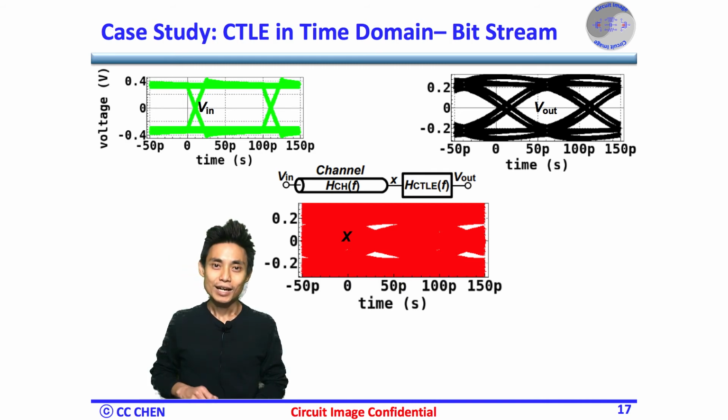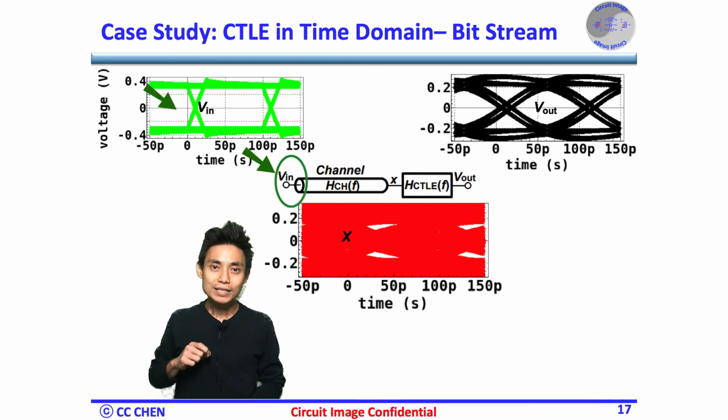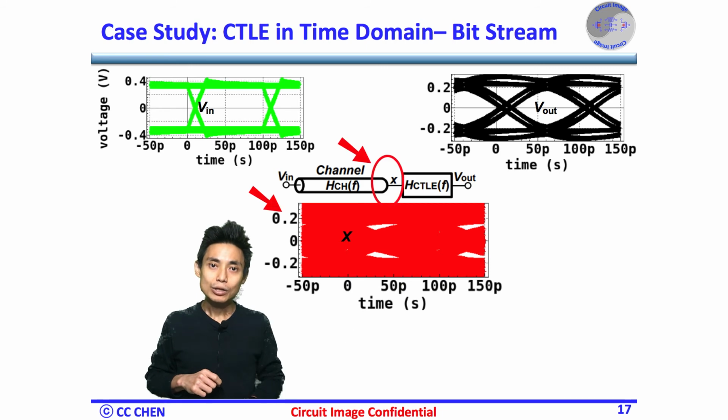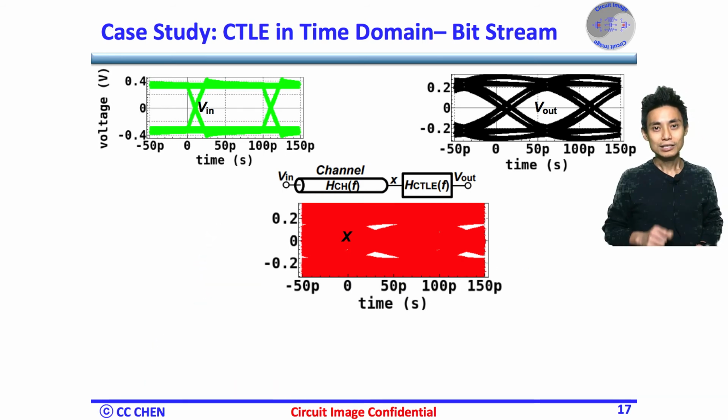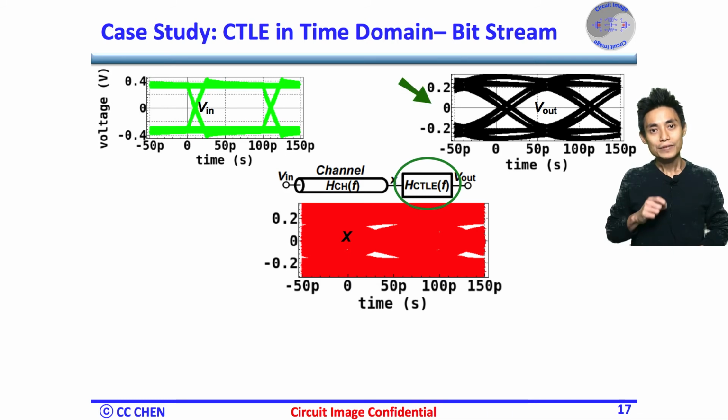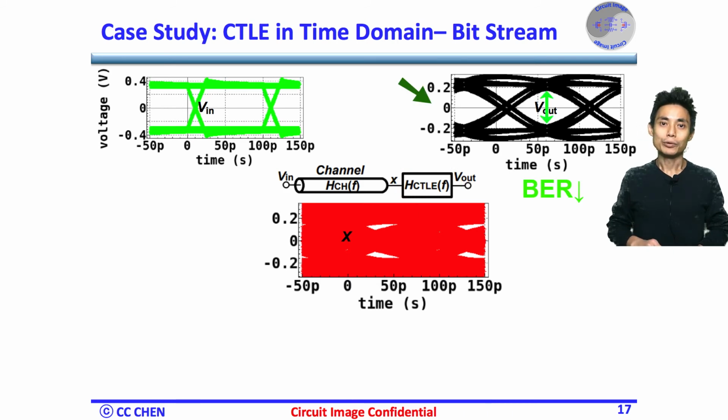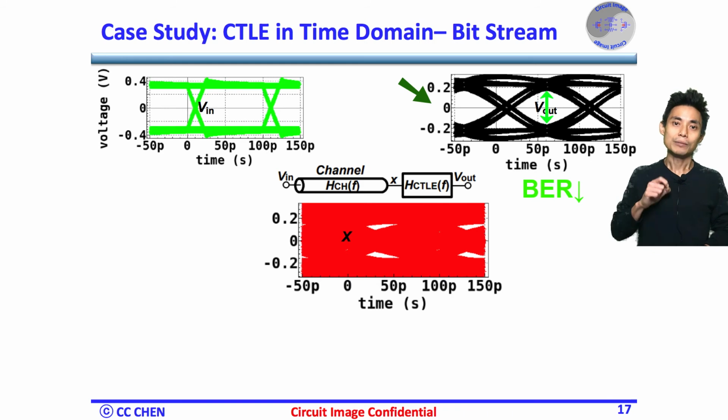As you can see, a wide open eye at Vin is applied at the channel's input, and the eye after the lossy channel is closed. The closed eye implies the bit error rate could be very significant. Therefore, the CTLE is a must to recover the eye's quality to some extent, like the eye at the Vout, which is open and feasible to achieve a very low bit error rate if the sample point is at the middle of the eye.